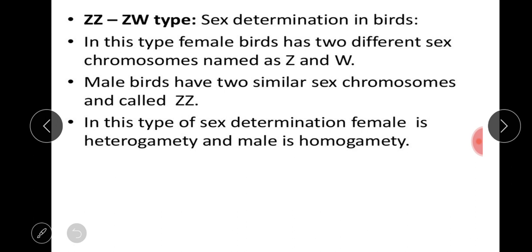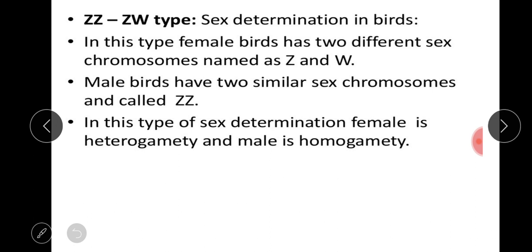Now, we will start with female heterogamety. In this case, the total number of chromosomes are same in both males and females, but two different types of gametes in terms of sex chromosomes are produced by females. Let us study about ZW-ZZ type. This method of sex determination is seen in birds, fowls, and fishes.